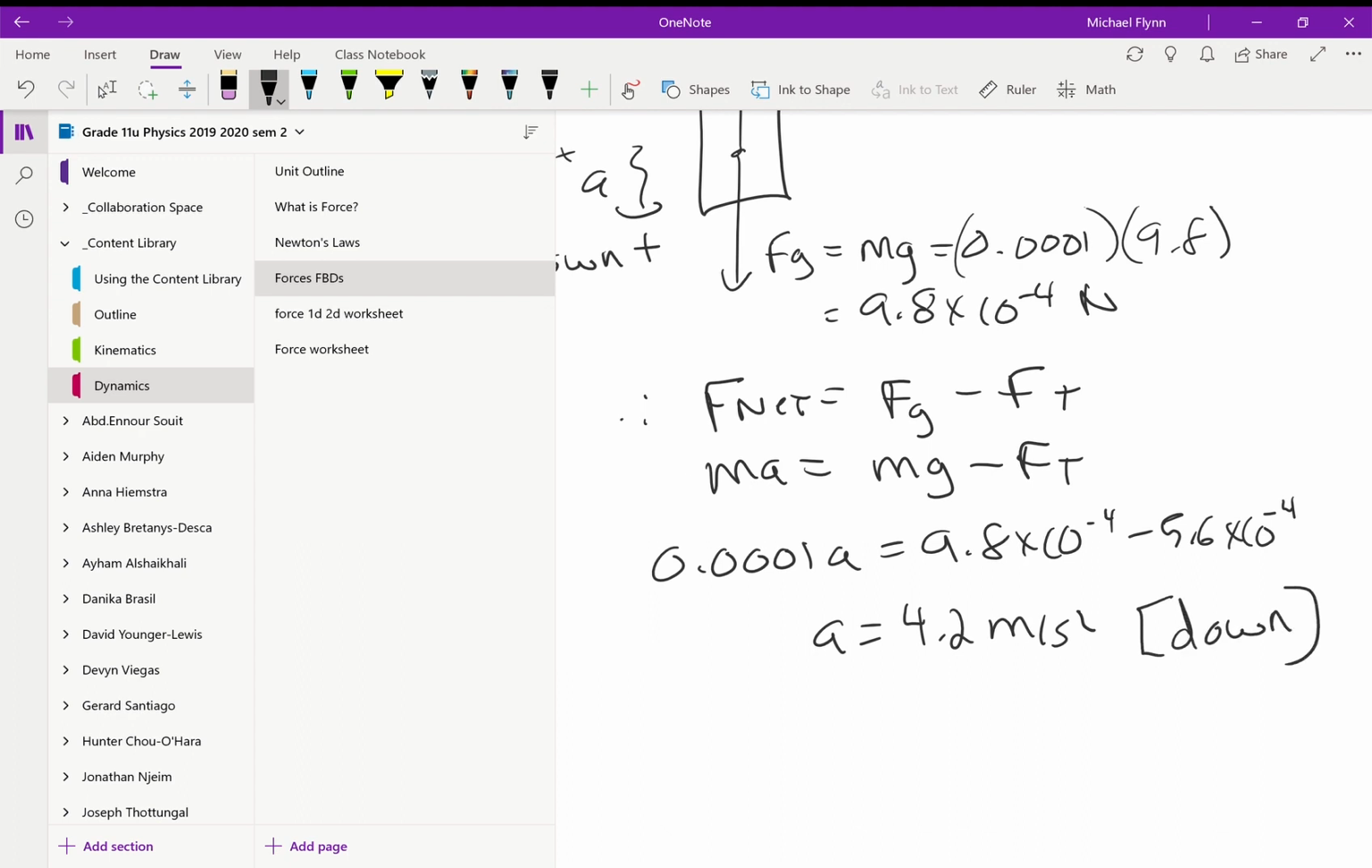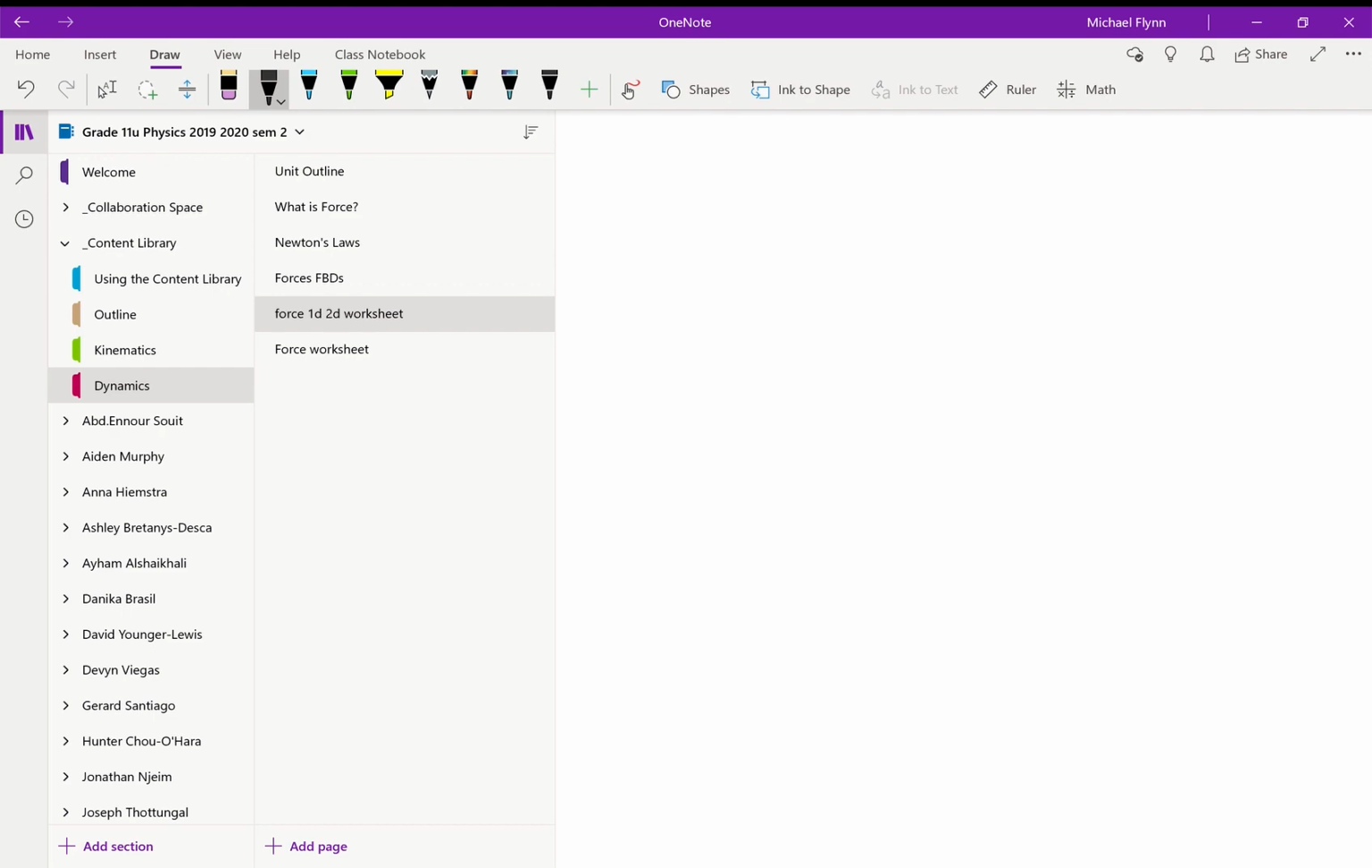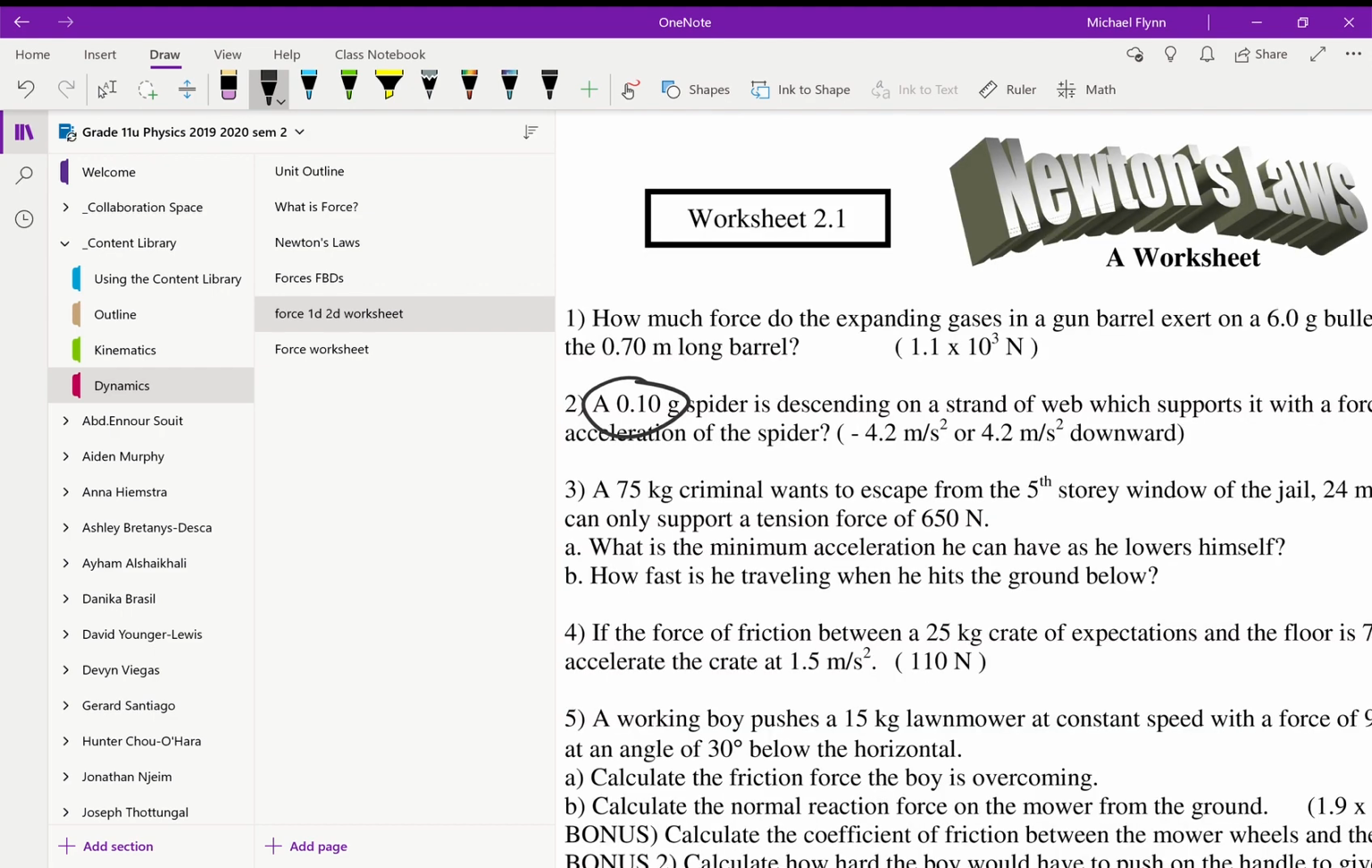Okay, now if I go back to my sheet, just to check the answers, I can see that the answer is 4.2 meters per second squared downward. They've treated down as negative here, but anyway, I would write positive 4.2 meters per second squared downward. And that's how you do a question like that. Okay, so it's really important when you're doing these questions to draw the free body diagram and see if you can figure it out from there. And that's how you do it.